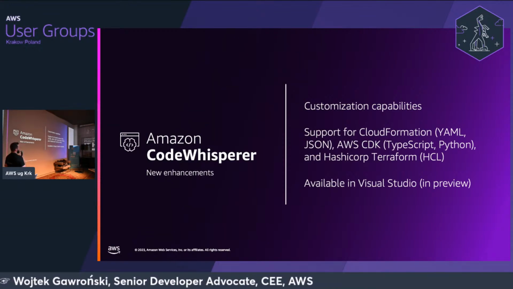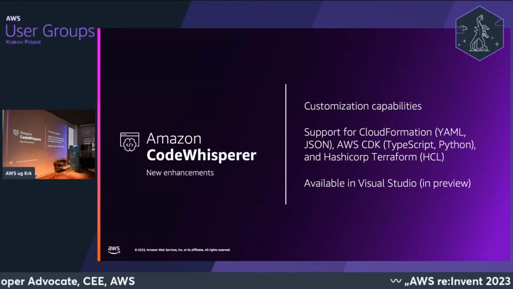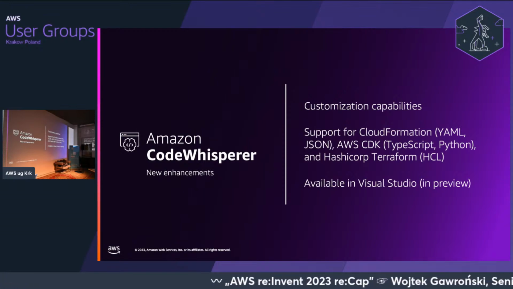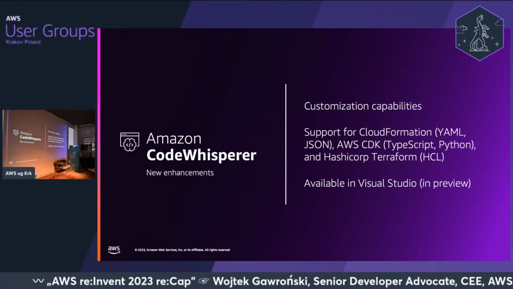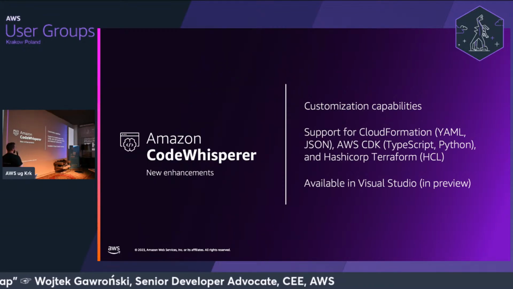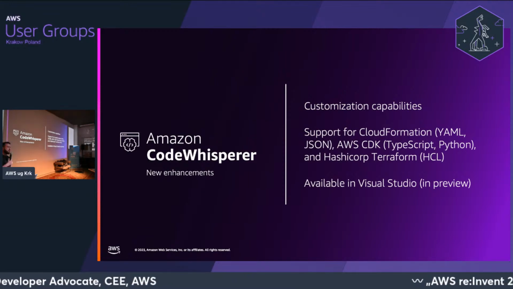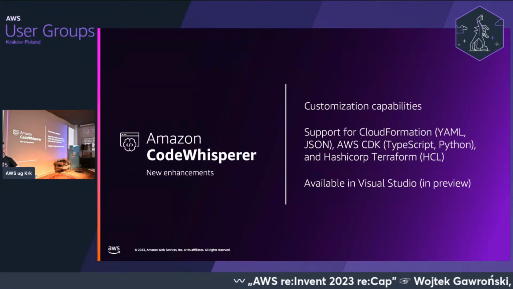Which is partially embedded as well in the Amazon Q, but at the same time, it is a separate thing as well. And it got support for CloudFormation, AWS CDK, and Terraform. And it's also available in regular Visual Studio. So not just Visual Studio Code that is available already since the beginning, but at the same time, it's also available in Visual Studio. So that's enough about Q.